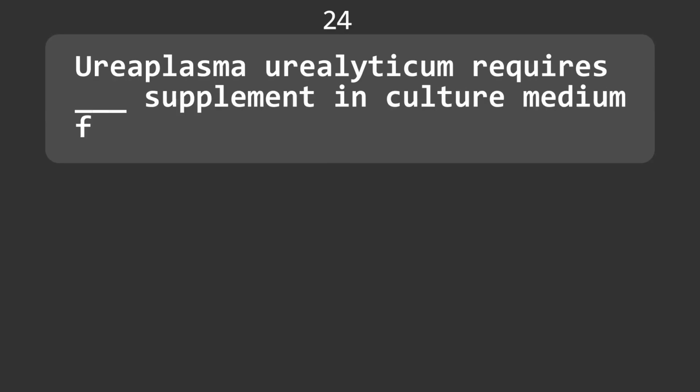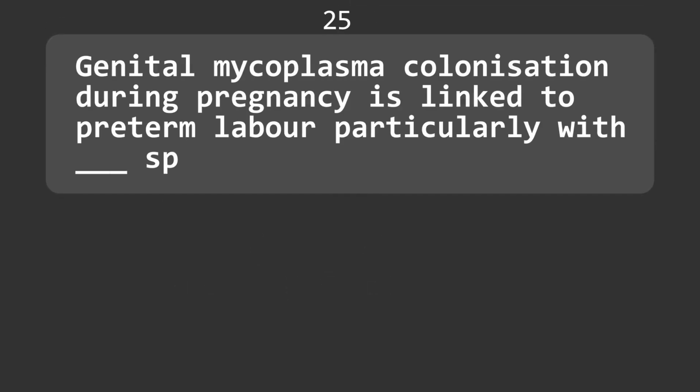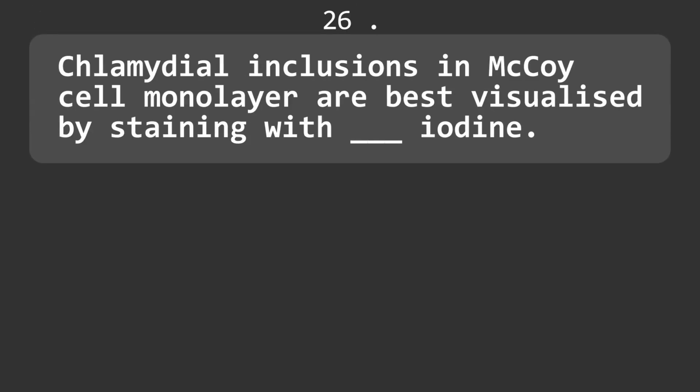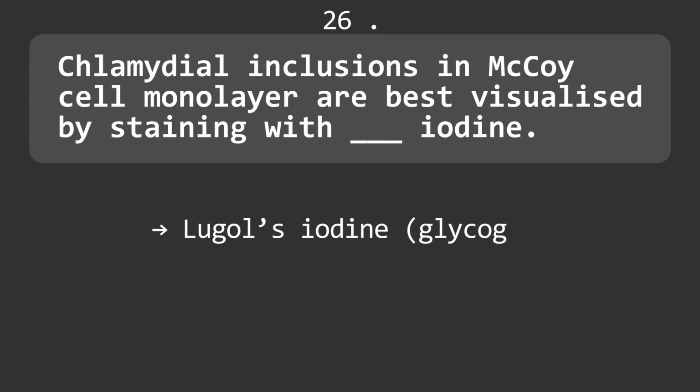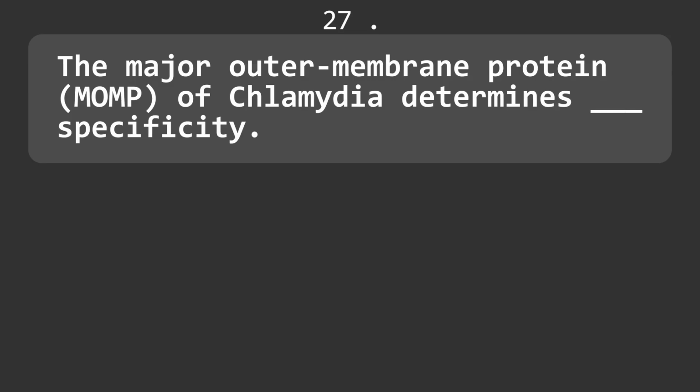Ureaplasma urealyticum requires supplements in culture medium for growth, urea and cholesterol. Genital mycoplasma colonization during pregnancy is linked to preterm labor, particularly with Ureaplasma urealyticum and M. hominis. Chlamydial inclusions in McCoy cell monolayer are best visualized by staining with Lugol's iodine, glycogen. The major outer membrane protein, MOMP, of chlamydia determines serovar antigenic specificity.